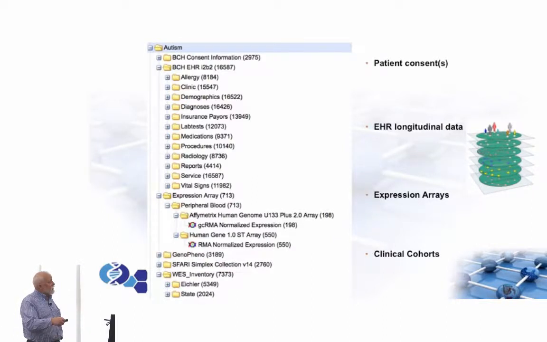This is an autism rare disease collection that Paul has built. He has about 3,000 patients, and you can see that he's got 12,000 vital signs, he's got 700 arrays, and these are all live clinical patients in the clinic. This is not a research cohort, this is following a patient cohort.